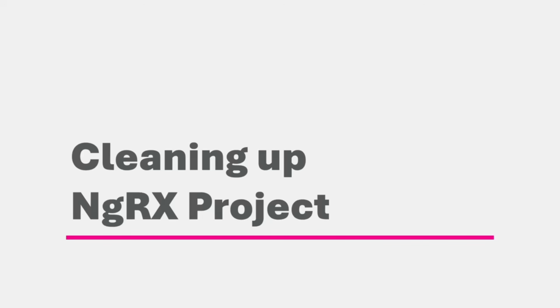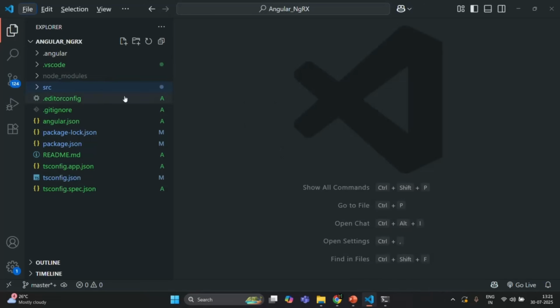Before we proceed further and start using NgRx data in our Angular application, in this lecture, we are going to do some cleanup in our current project. This is the same finished project which we completed in our last section where we learned about NgRx entity. As we have learned, when we use NgRx data, we don't need to have reducers, actions, selectors, and effects, right? So in this lecture, I'm going to remove them.